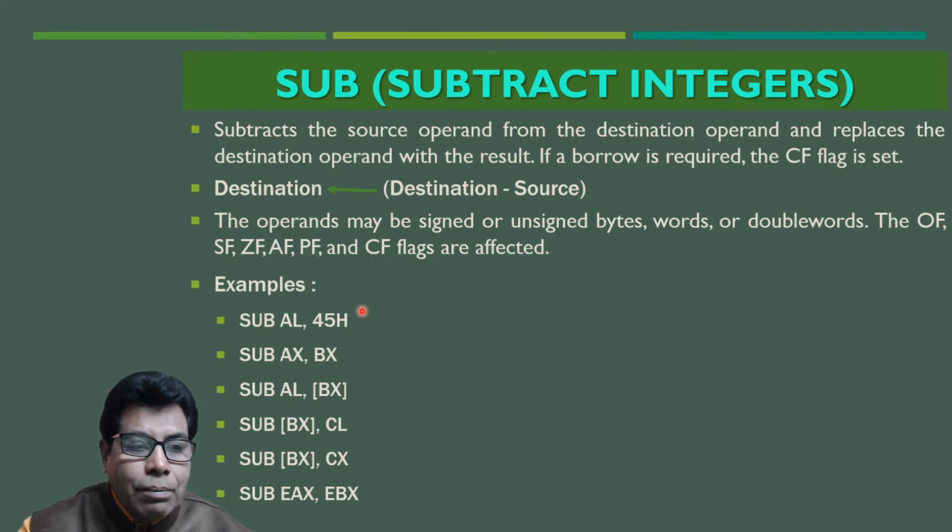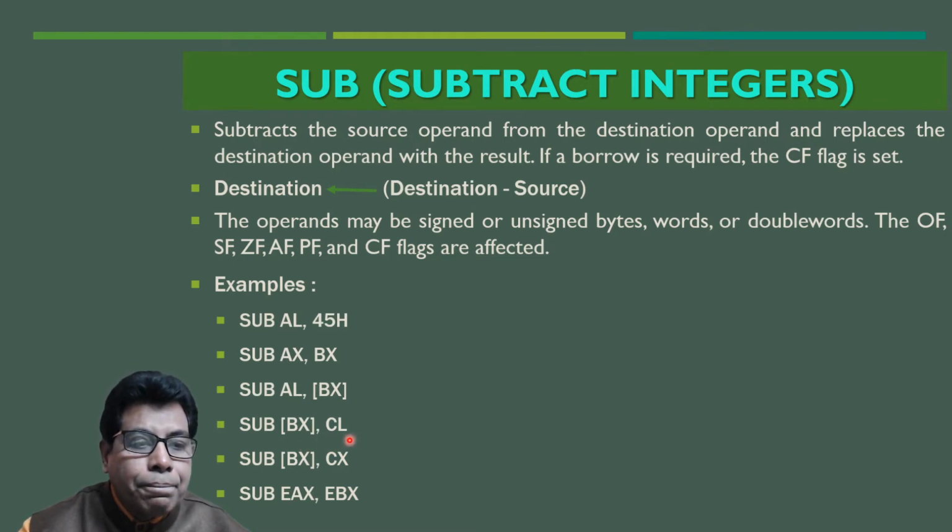So let us take examples. Here, SUB AL, 45: 45 is subtracted from AL. Then SUB AX, BX: BX is subtracted from AX. Then SUB AL, [BX]: the contents of the memory location pointed by BX are subtracted from AL and the result will be stored in AL.